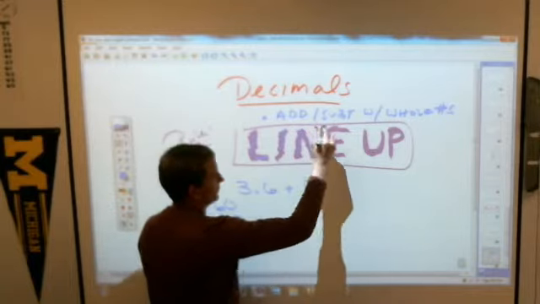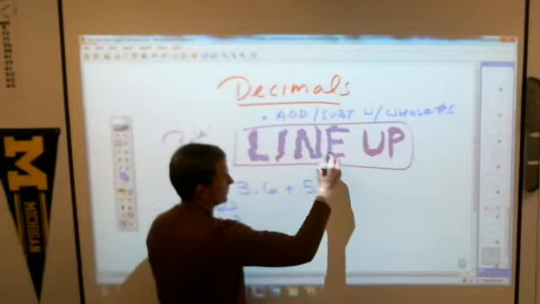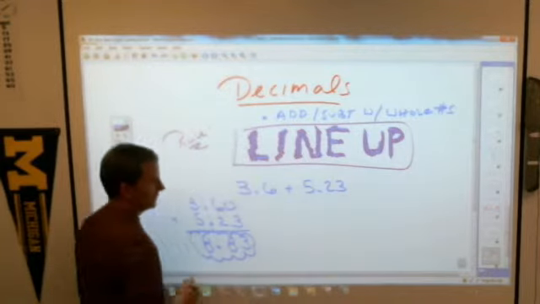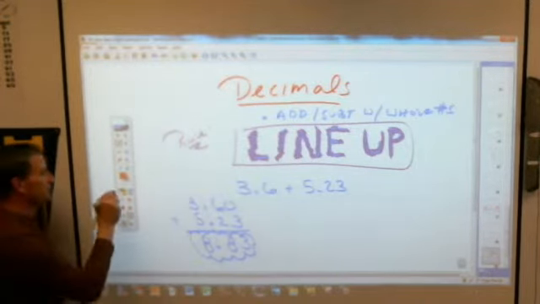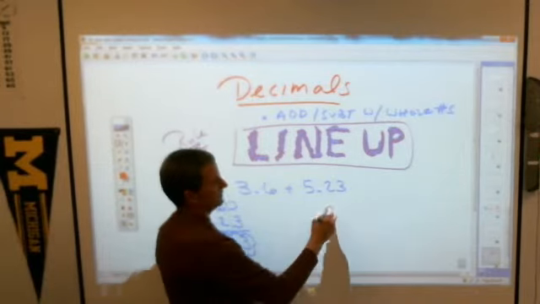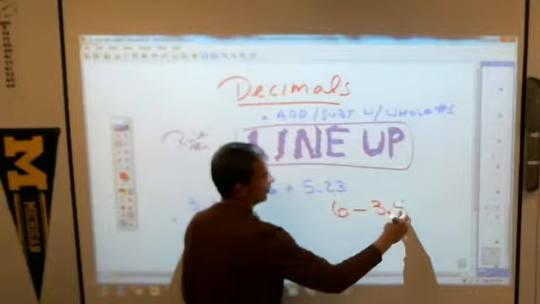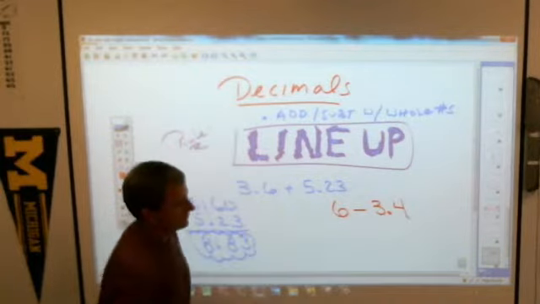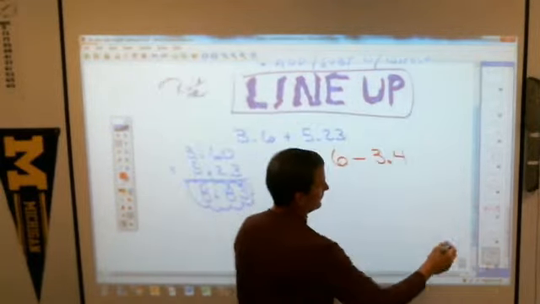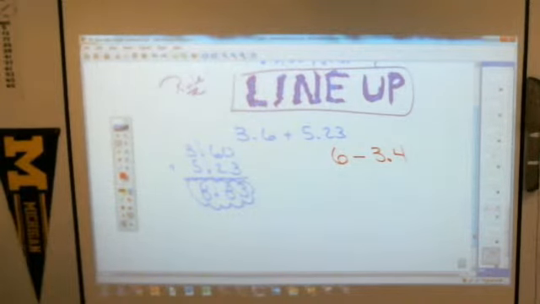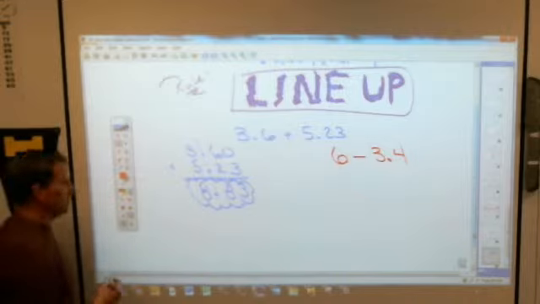Today, we're not just doing decimals. We are mixing decimals and whole numbers, which don't have decimals, and that's where we run into trouble. What if the problem I was given was this? 6 minus 3.4. The problem we have is that there's not a decimal in 6. How do I know where to line it up? Well, that's what our phrase today is going to be.